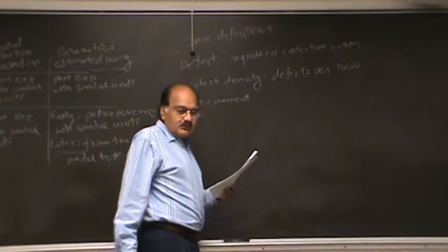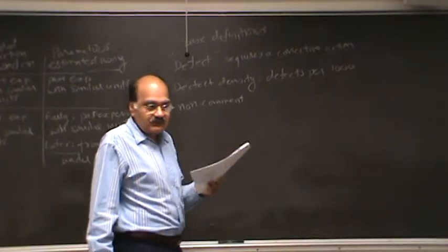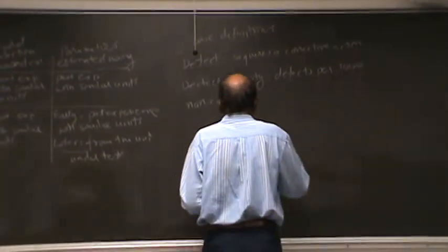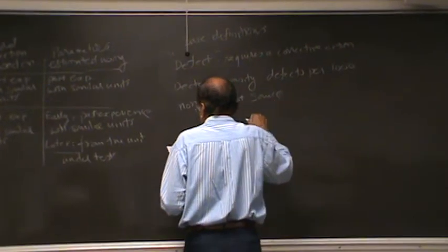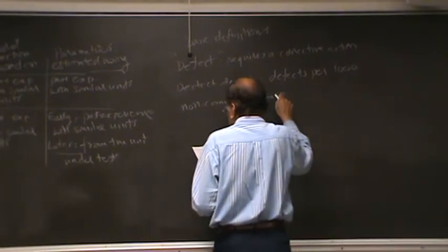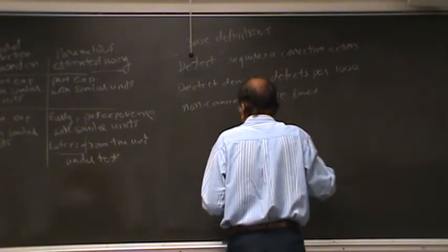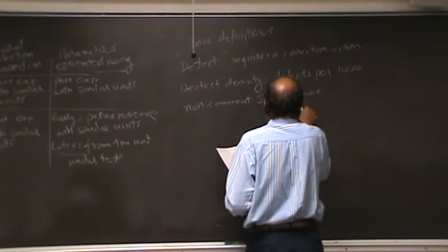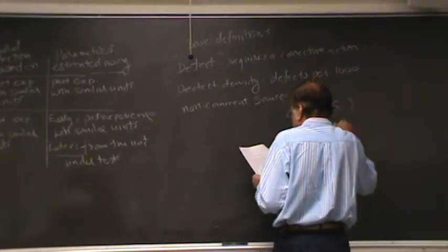So are we talking about source lines of code or object? It's source lines of code always, well, in most cases. And the common abbreviation is LOC, the number of non-comment source lines of code.